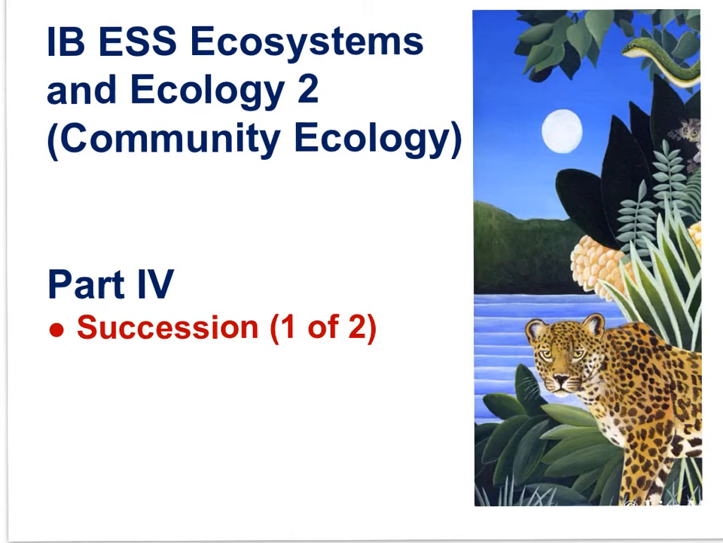ESS Ecosystems and Ecology 2, Part 4, will be the first of 2 movies on succession. This movie will define and explain the fundamental aspects of succession. The significant idea is succession leads to climax communities that may vary due to random events and interactions over time. This leads to a pattern of alternative, stable states for a given ecosystem.